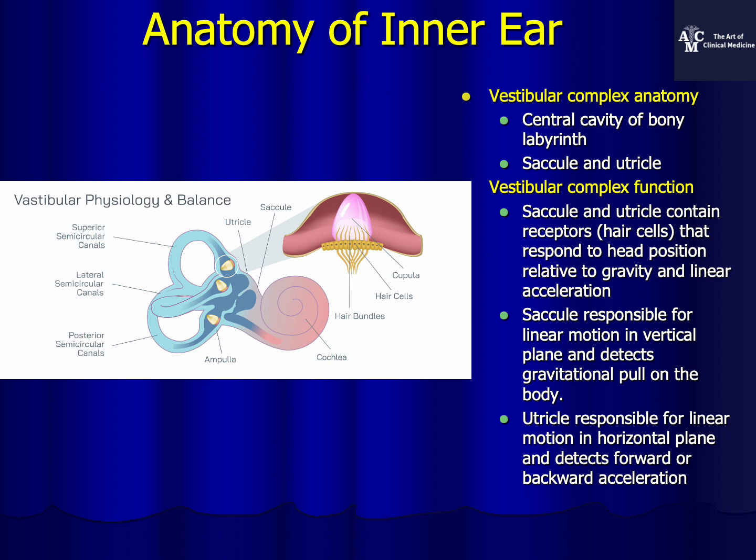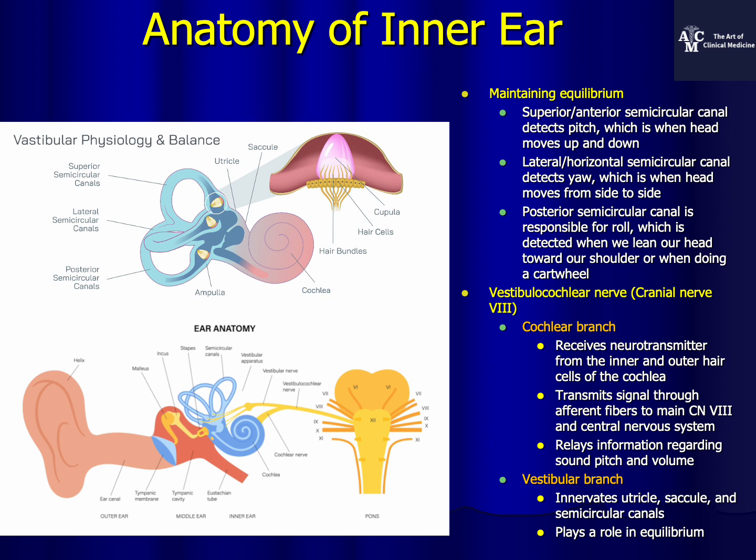So now let's go to the vestibular complex, the vestibular system. The vestibular system is also a complicated process in the sense of it's an interplay between the hair cells and the receptors in the saccule and the utricle, which then respond to your head position. The saccule is responsible for linear motion in the vertical plane, and the utricle is responsible in the horizontal plane, so it detects forward or backward acceleration.